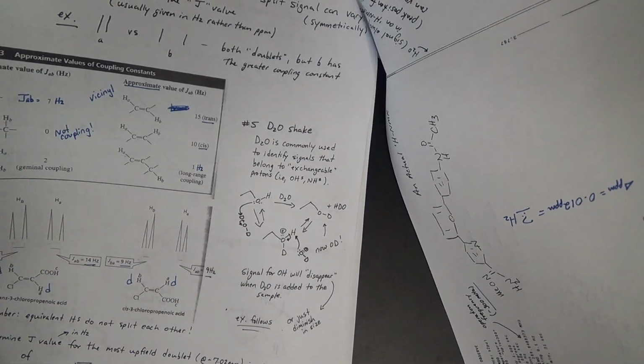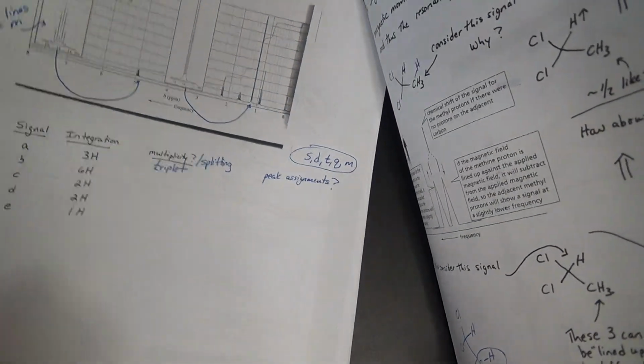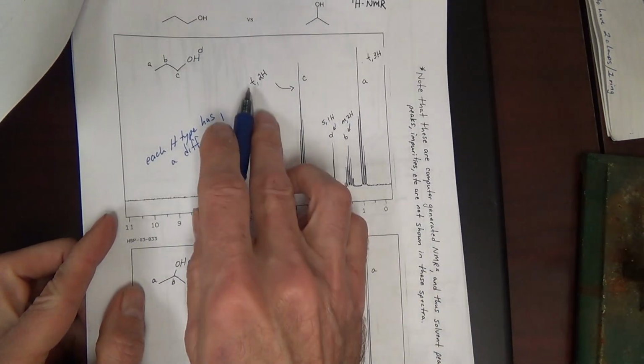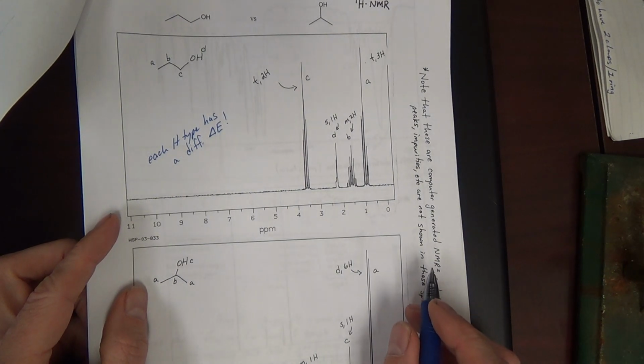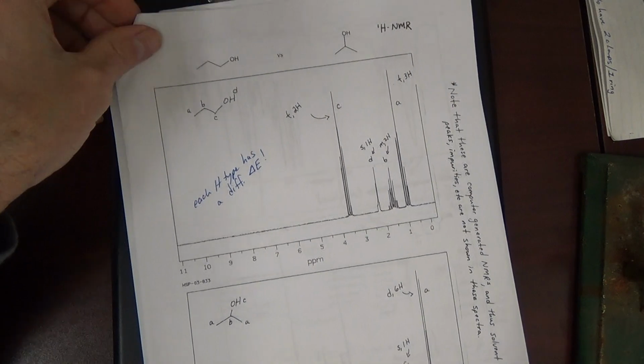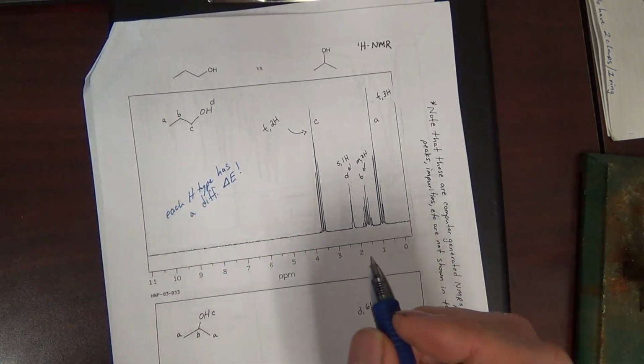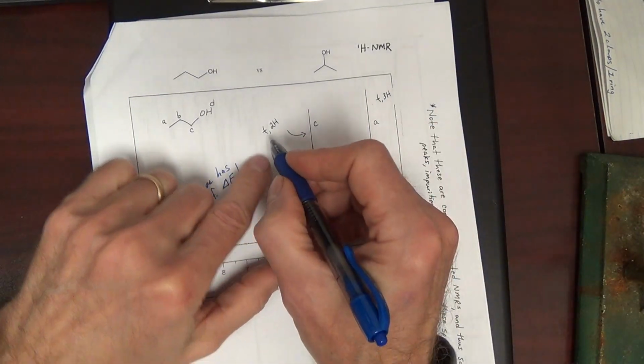Looks like we can now take a look at the D2O Shake. But at this point, you can start going back, sort of trying to make assignments here. Triplet. Okay. This is something we should maybe do at this point.